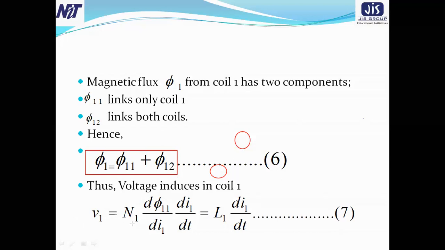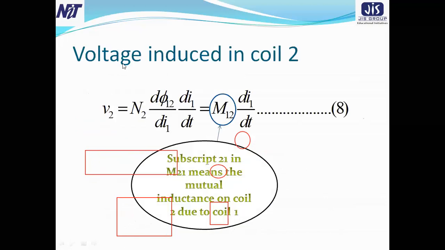V1 equals N1 dφ11/di1 dt, which we already defined. That means this is L1 di1/dt. Question number 7: now, voltage induced in coil 2. We have to calculate this part also. Voltage induced in coil 2.